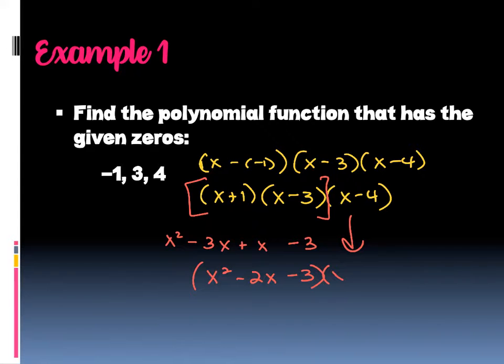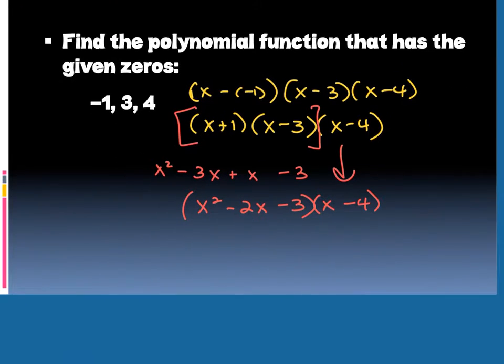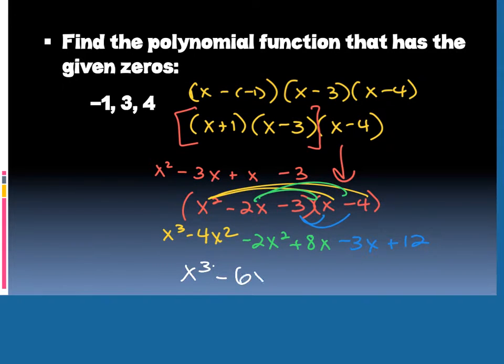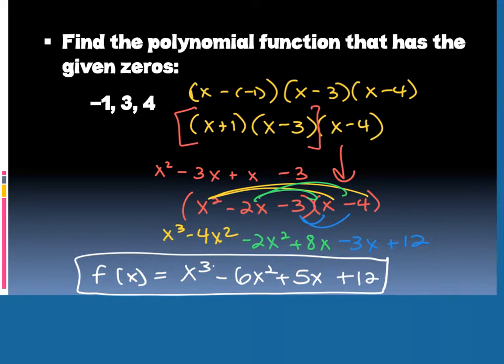And then don't forget to bring down the last one, x minus 4. And then I would, again, distribute. So I'd get x to the third minus 4x squared. I'd get negative 2x squared plus 8x. And then the last one, negative 3x plus 12. And then at the end, you're going to combine all your like terms. So x to the third minus 6x squared plus 5x plus 12. And you're going to set it equal to f of x. So don't forget that when you're finding a function, you need an equals f of x there, okay?